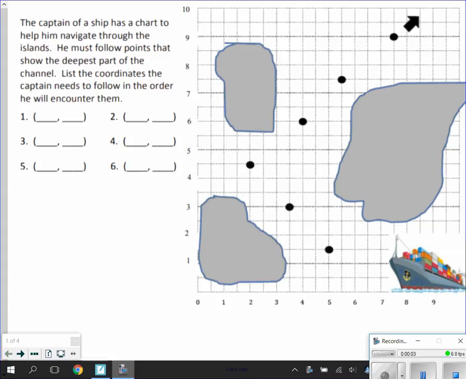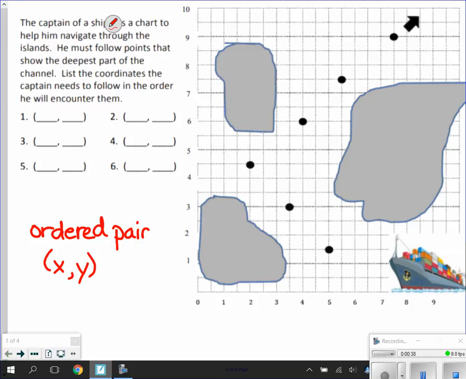Okay, in this lesson, we are going to be talking about the coordinate grid again. And on here, we are going to look at how to write down the coordinate, an ordered pair. When we have an ordered pair, what was brought up yesterday, the ordered pair is made up of the x point and the y point.